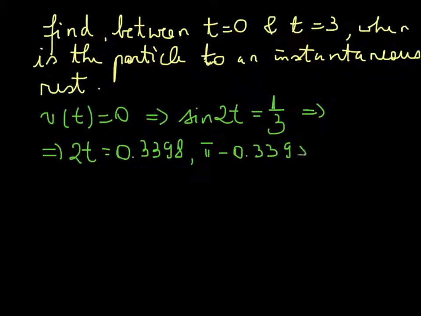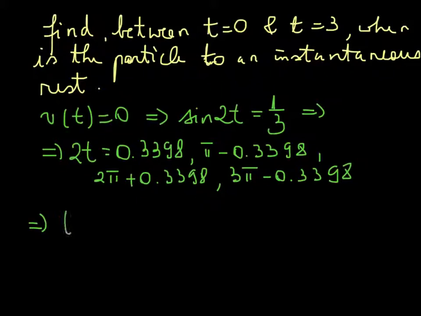0.3398. And I need to continue because t is between 0 and 3, so 2t must be between 0 and 6. 6 is about 2 pi radians. So I need to continue with 2 pi plus 0.3398, 3 pi minus 0.3398.